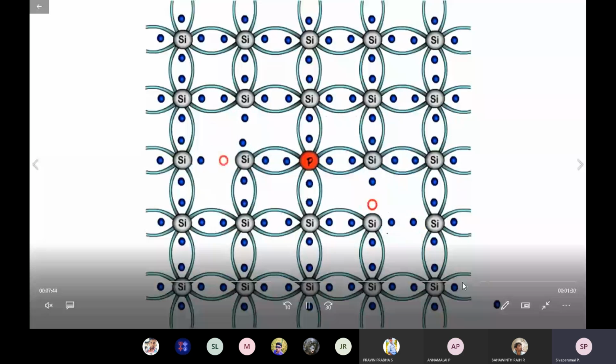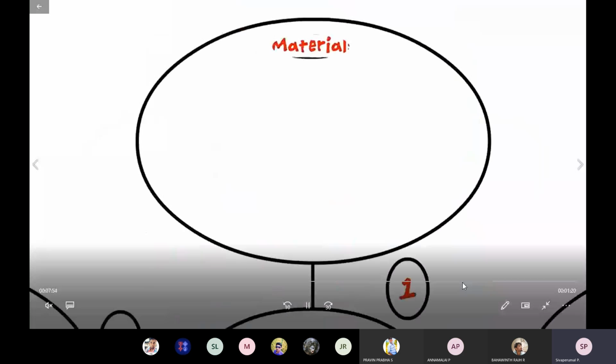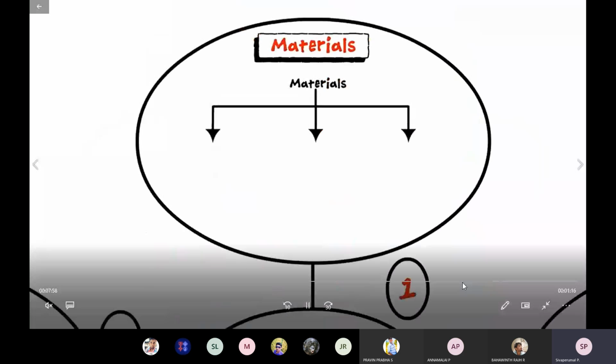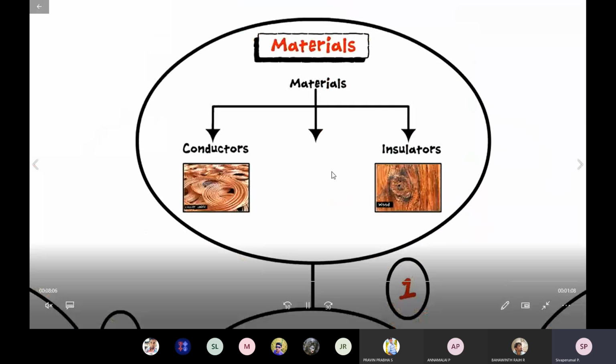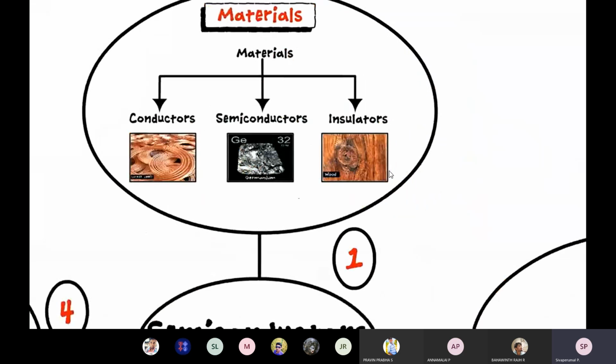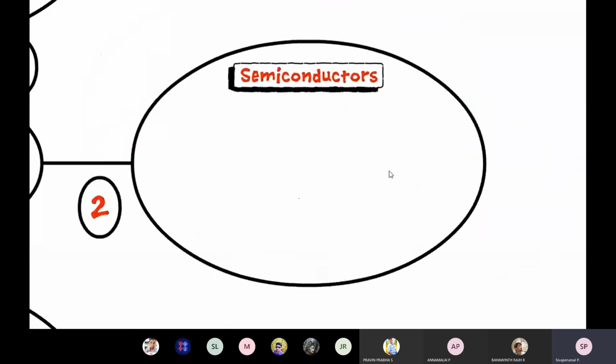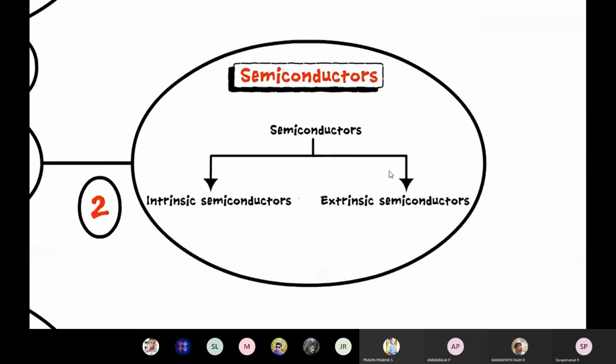Initially, what is the intrinsic semiconductor, the same thing will happen. Just a review of semiconductors. For a conductor, the good conductor is copper. Materials for an insulator are wood, mica or paper. For a semiconductor, we use germanium, silicon or anything similar. Then semiconductors are of two kinds: intrinsic and extrinsic semiconductors.